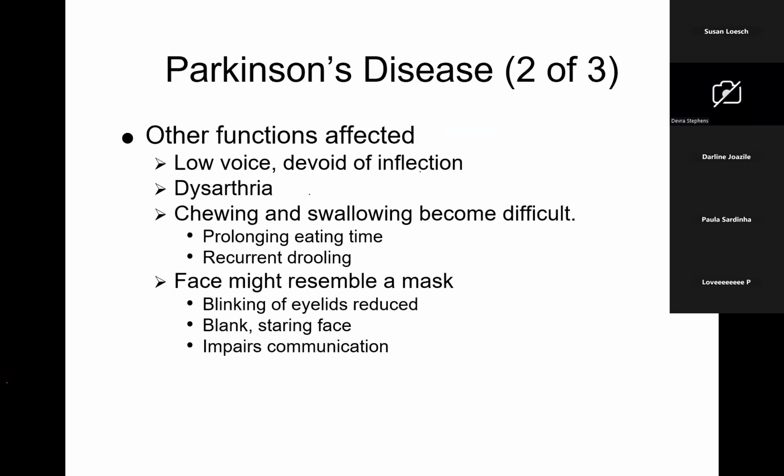All right. It also can affect their voice, their ability to chew and swallow. It can cause a lot of drooling, so we'll give them something like atropine for that. And the face will look mask-like. That's usually a term they put on a test question. Okay, that rigid mask-like face. Again, that's because of the dopamine, that basal ganglia, that nigrostriatal pathway all being affected there. And eventually it'll impair their communication abilities.